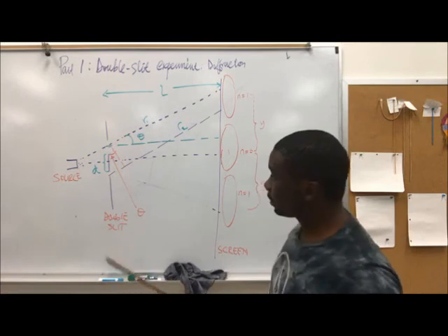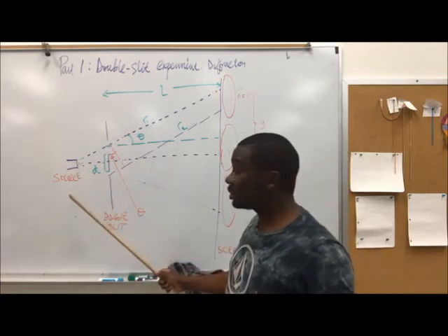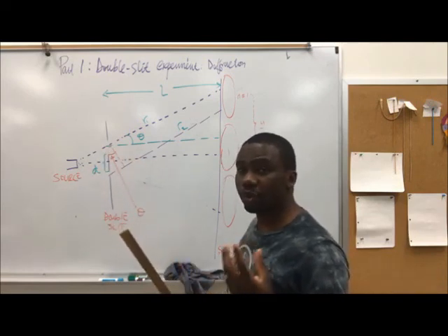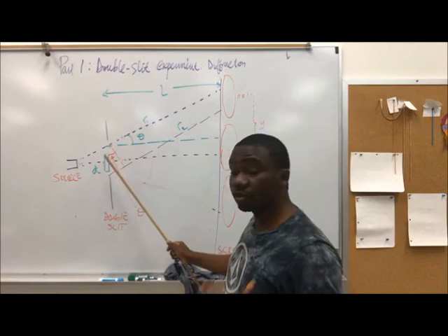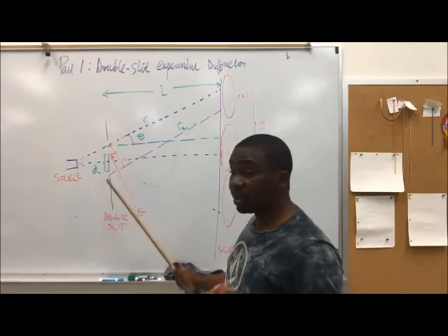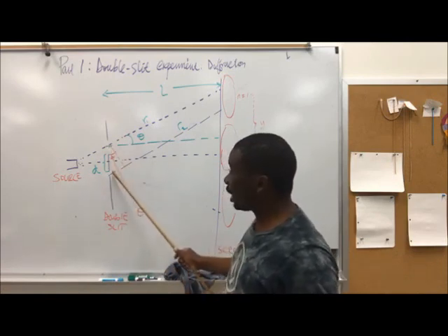Basically, it's a situation where you have a light source that produces light waves, and the light waves are forced through two small apertures, two small holes on an obstacle or a screen. And when they go through those apertures, they behave as though you had two sources of light.